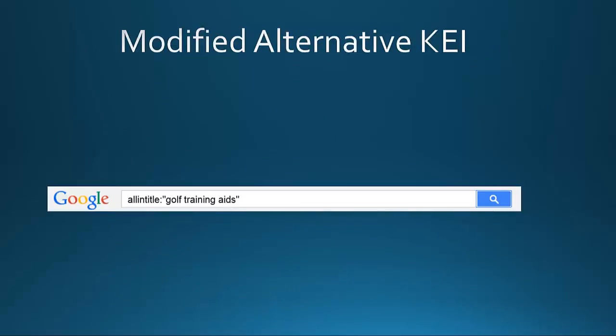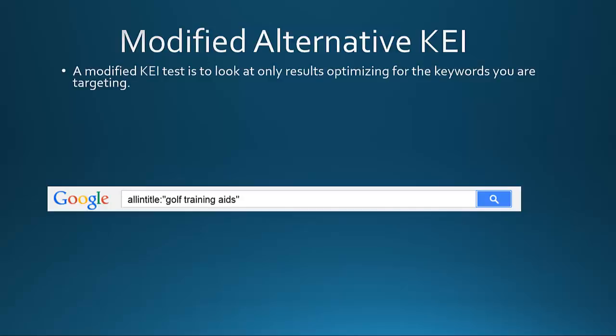Now, here's what I like to call the modified alternative KEI, and I actually prefer this method because it gives you a more accurate portrayal of the KEI, or Keyword Effectiveness Index, because it gives you a more accurate portrayal of your actual competition. A modified KEI test is to look at only results optimizing for keywords you are targeting. That means you only want to worry about the websites that have used that keyword phrase in their title tags. The title tags, as you'll find out later on, are one of the most important on-page SEO ranking factors you can have.